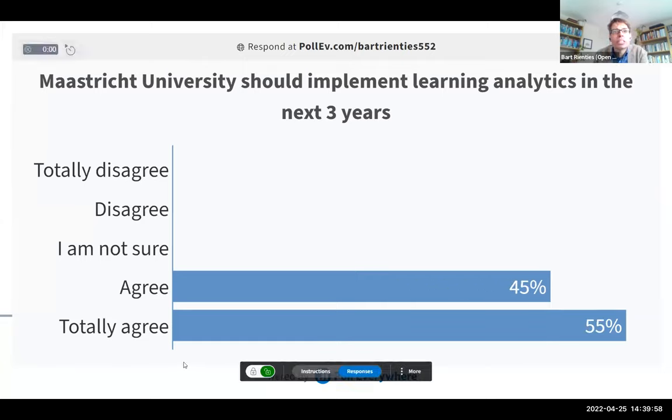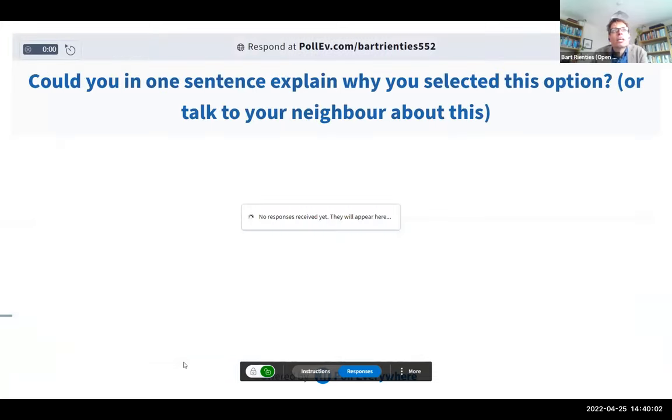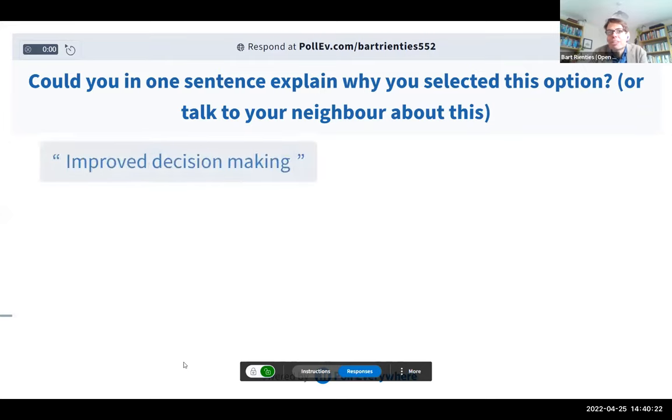So the next question is, could you in one sentence explain why you think your institution should implement learning analytics? I'm going to give you again a minute or two, and just type whatever you want to type. There's no right and wrong. And I will just read out whatever you're saying.